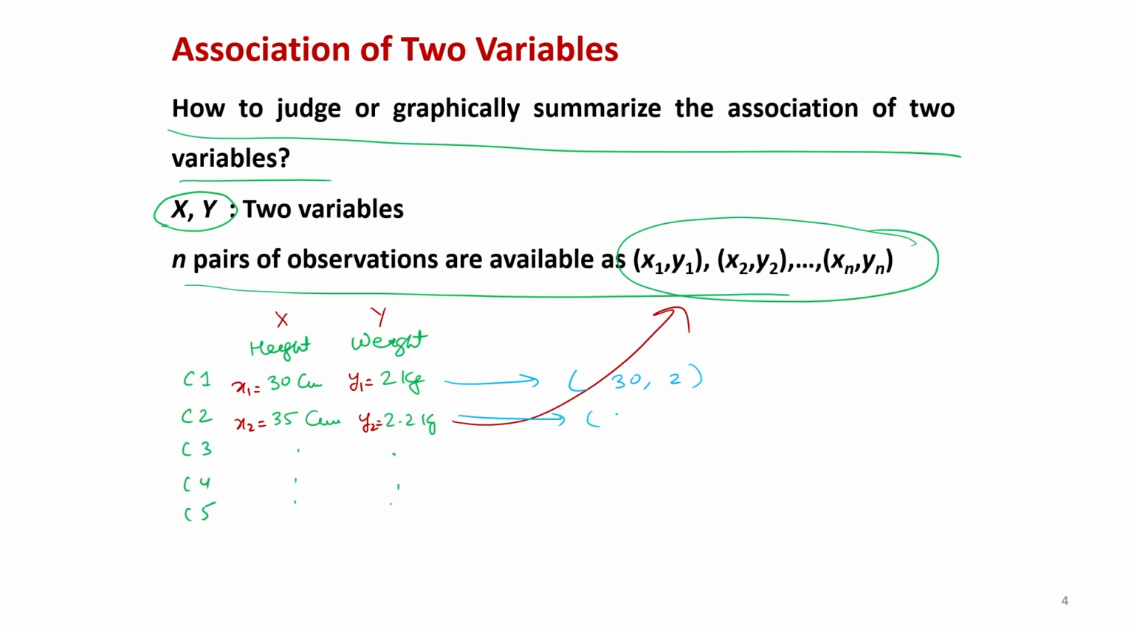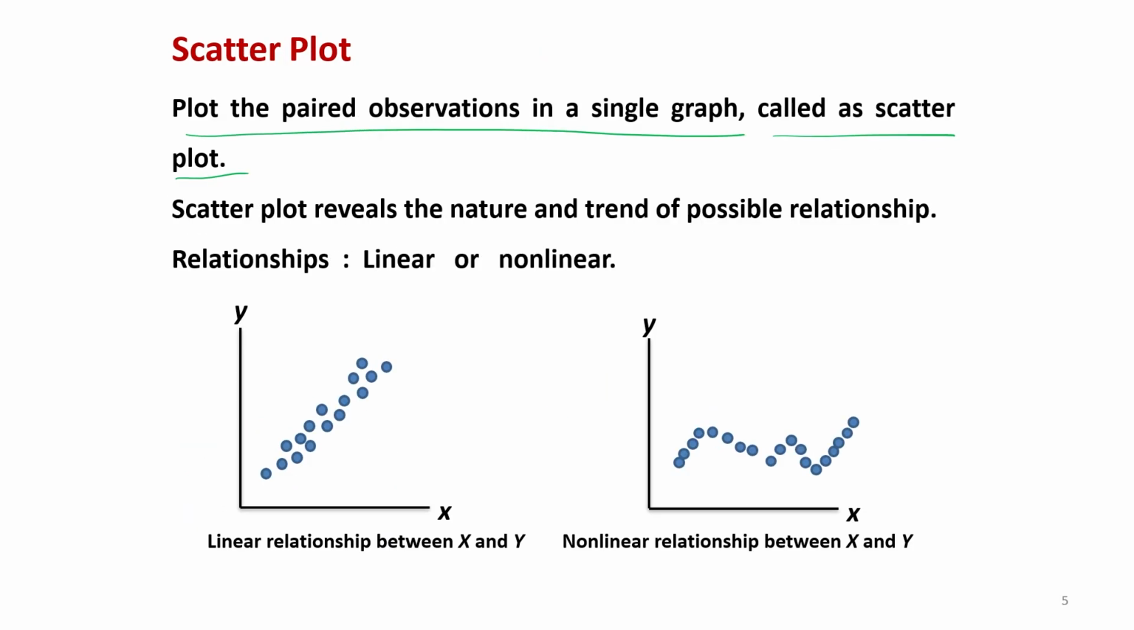Similarly, for child number 2, you write down the height of the second child and the weight of the second child. These are the observations corresponding to child 1 and child 2. Child 1 has 2 observations on 2 different random variables, and similarly child 2 also has 2 observations on 2 different variables. Now, these scatter plots reveal the nature and trend of the possible relationship, and this relationship can be linear or non-linear.